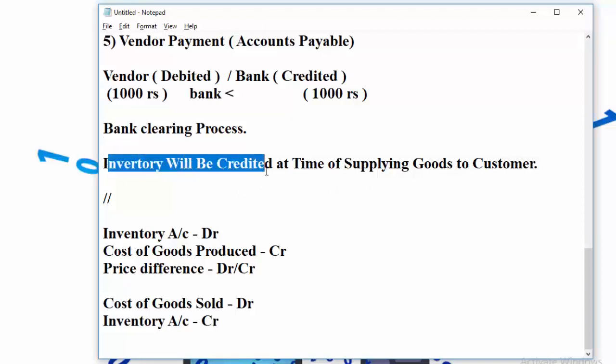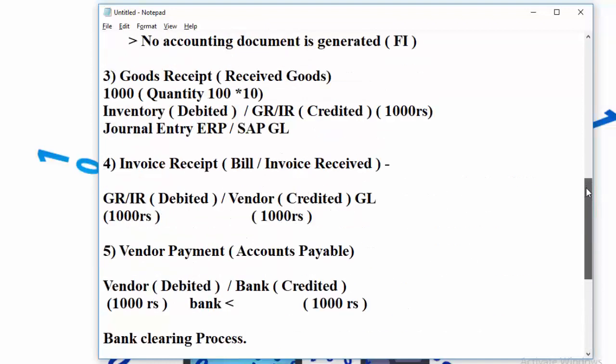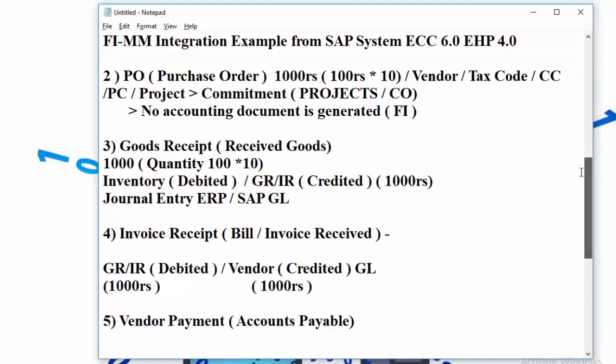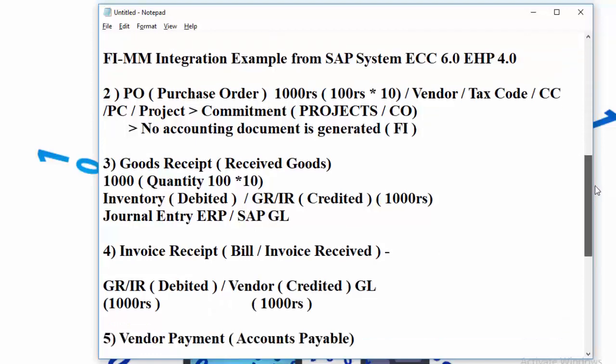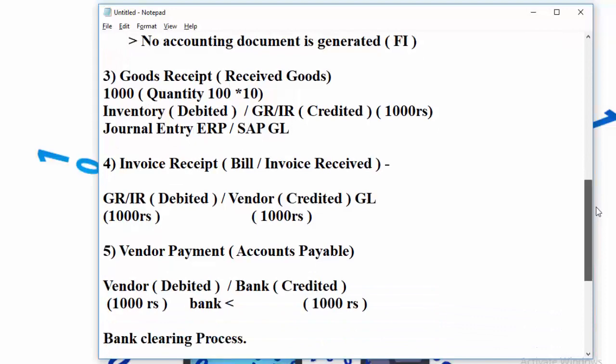So the inventory will be credited at the time of supplying goods. So now the only entry which was debited but which we have not credited anywhere was the inventory.